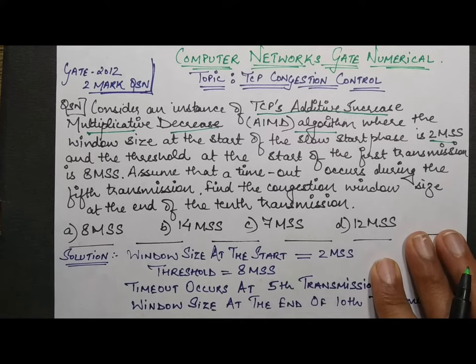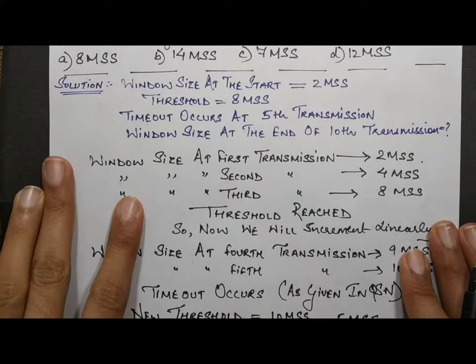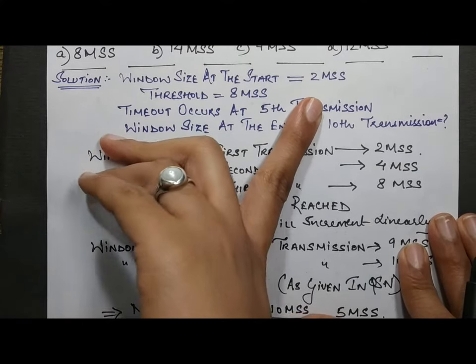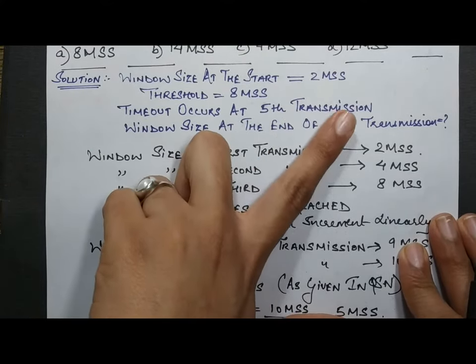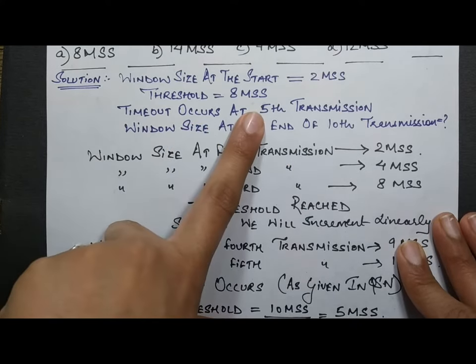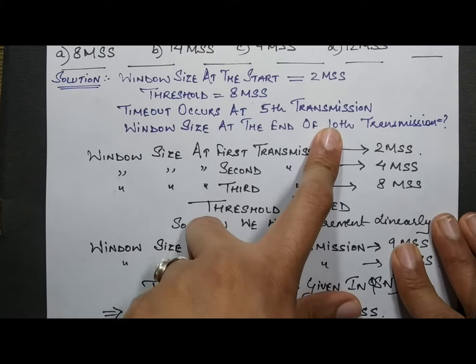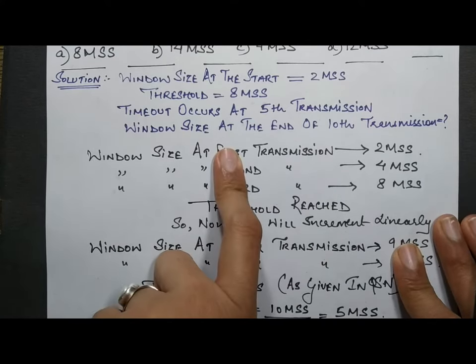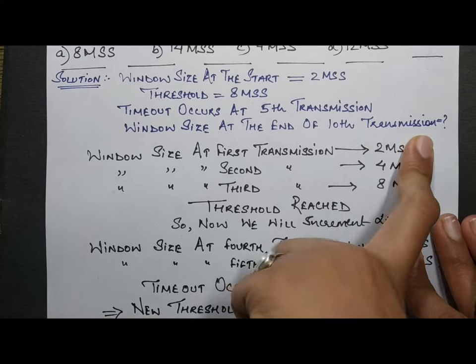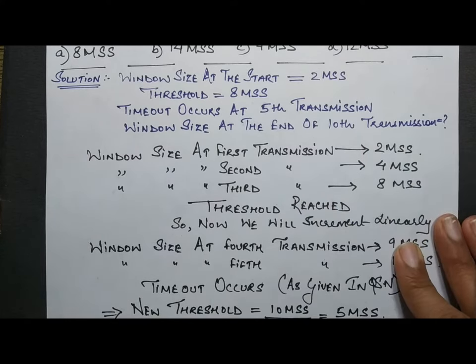Now let's write down all the things which are given to us first. It is given that the window size at the start is 2 MSS. I'm going to refer to it as MSS only. The threshold is 8 MSS. Timeout occurs at the 5th transmission. The window size at the end of the 10th transmission is what is required to be found.